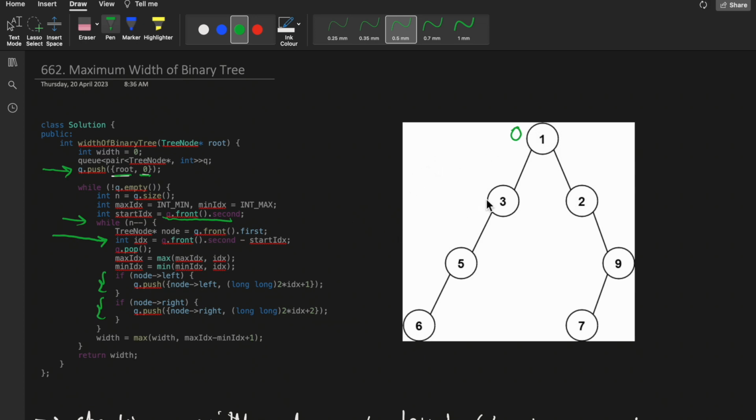So yeah, when calculating for this node, what is the front node index? So it is 0, and starting node index is also 0. So this is 0, and 2 into 0 plus 1, it is 1. So I have numbered this node as 1, and similarly the right node would be 2, because I am adding 2 here. Now take a look at here.